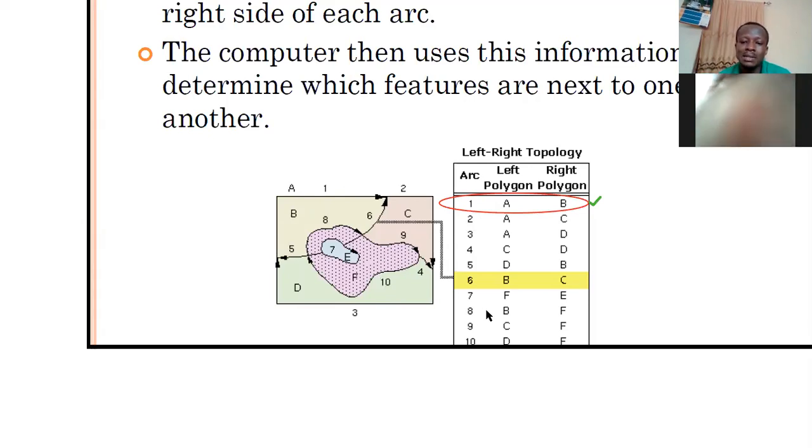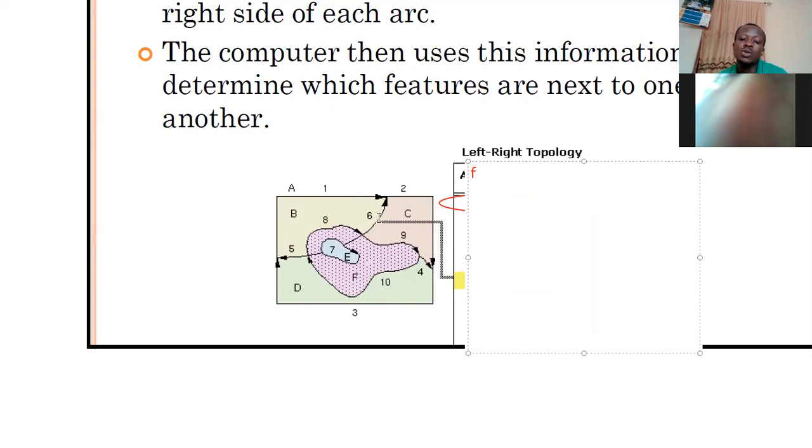Let's take a last example: arc 10. Try it yourself. Don't look at the table. Look at the left-hand side and see if you can tell the left polygon and the right polygon for arc number 10. A few seconds. If it takes so long, it means you don't understand.